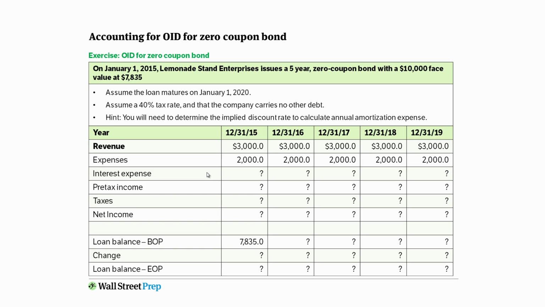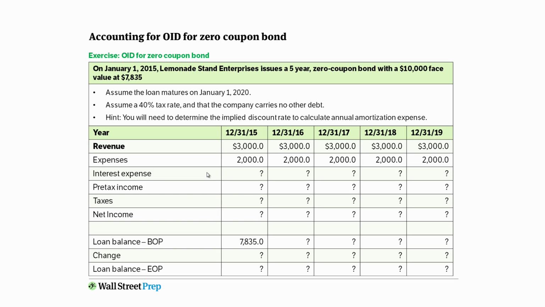There are no coupons or interest payments during the 5 years. Basically, the discount is $2,000 and change, and that is the implicit interest that has to be paid. There's no annual interest payments. From a FASB standpoint, from a US GAAP or IFRS standpoint, that doesn't matter.